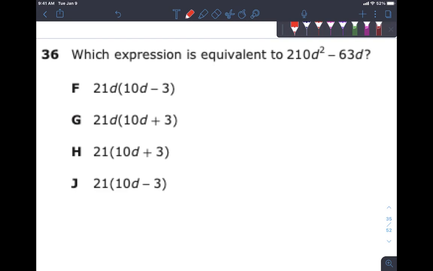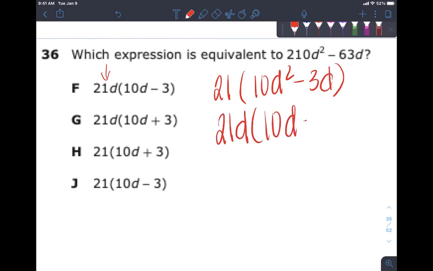So for this particular problem, they're asking us to simplify the given expression. So what I want to do first is I'm going to look at these, and I see that they took out a greatest common factor. So I'm going to say, all right, what do these guys have in common? It looks like they for sure took out a 21. So I'm going to take out a 21 as well. Okay, and 10 and -3, nothing in common. But they do have a D in common, so I'll pull that out as well. And now I feel like I've taken out the greatest common factor.